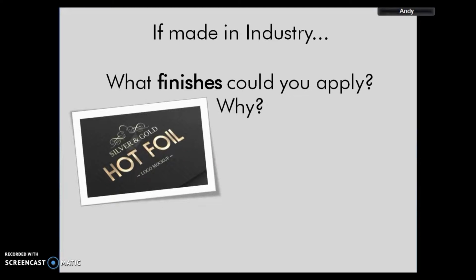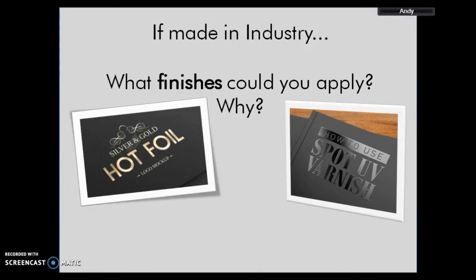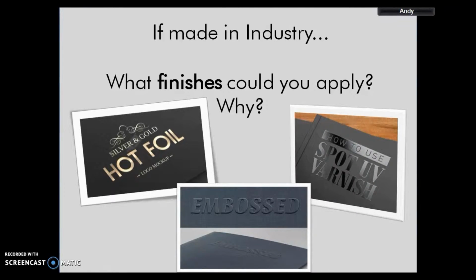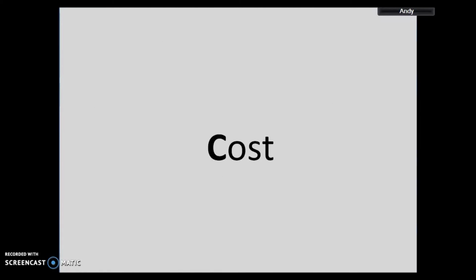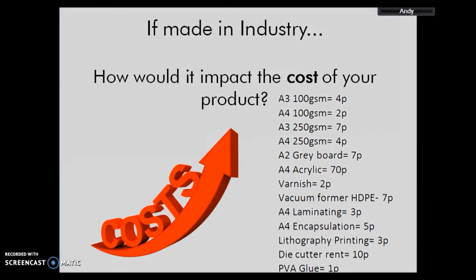If you were to make your product in industry, what difference would the aesthetics be? For example, you might want to apply a finish such as hot foil, spot varnish, embossing, or a laminate. However, this might come at an extra cost. If made in industry, the cost of your product may be cheaper as you could buy materials in bulk. However, it might be that if made in industry, you would choose a different material to what you have in school.